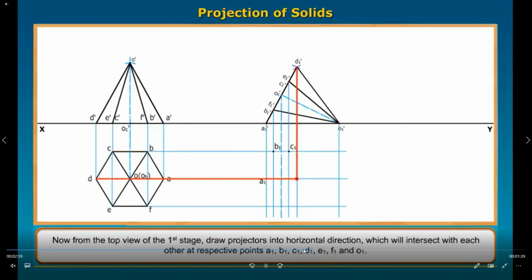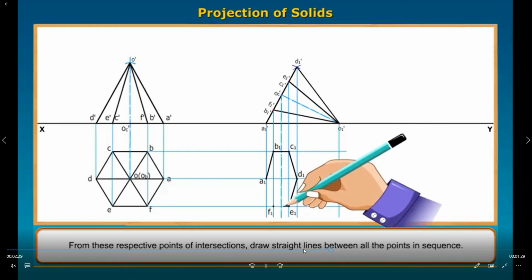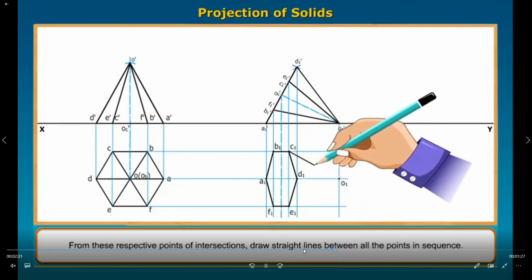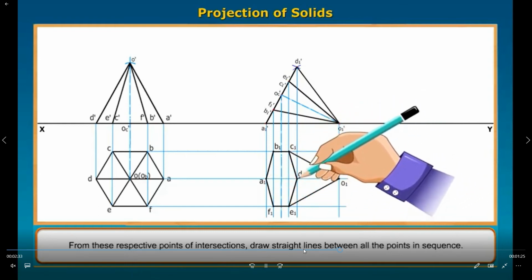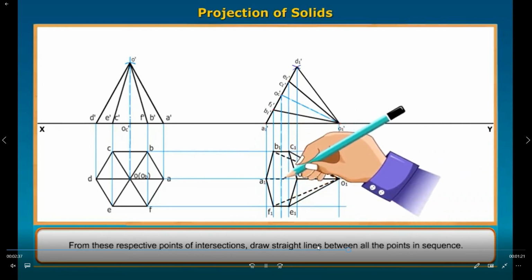In this way you identify the points wherever they are. Second stage front view and top view same. Now with the help of the scale you join the points. Okay, that is the second stage.